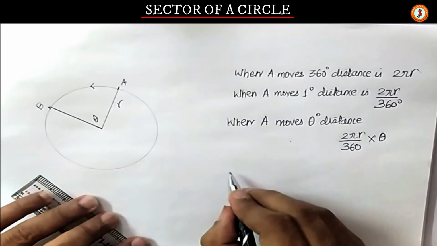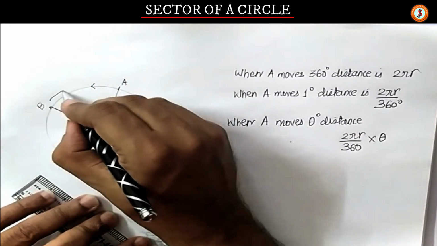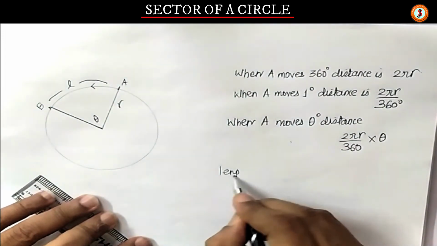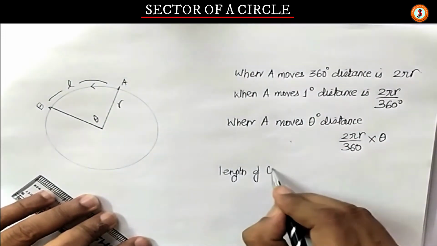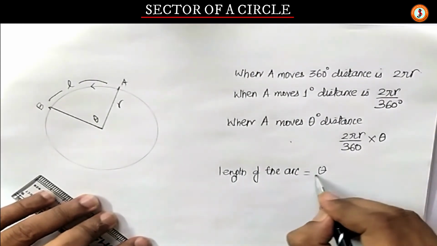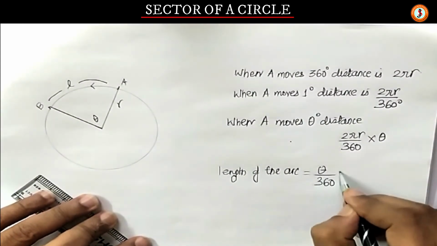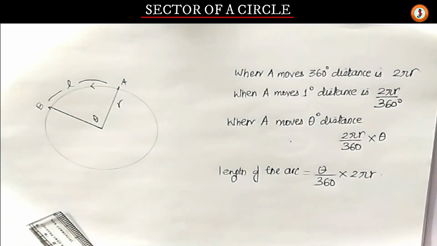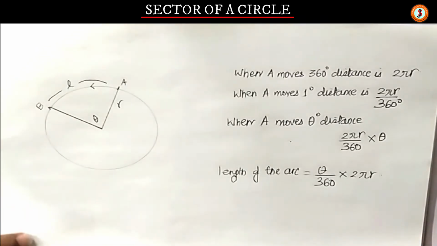So if we arrange, this is known as an arc length. So length of the arc will be equal to theta by 360 into 2 pi r. So that is it. Length of the arc is theta by 360 into 2 pi r.